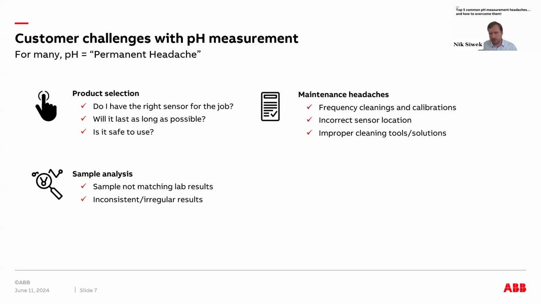And then last but not least, we'll go through sample analysis. So as I mentioned before, a big trouble or a big headache for customers when it comes to pH measurement is my pH sensor in process is reading 7 pH, but the lab result is reading 6.5. Why is that? So we'll go over some kind of reasonings behind why you can see deviation from your process reading into your lab result, and how to bridge the gap between the two so you get more consistent results.